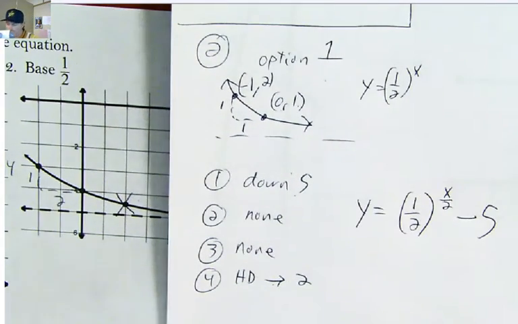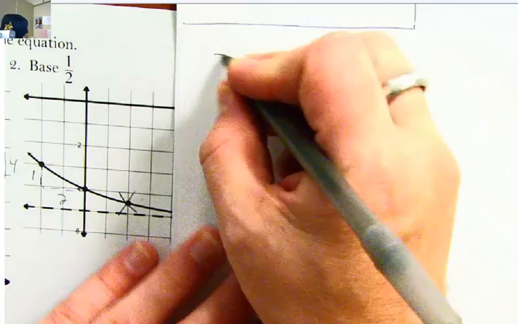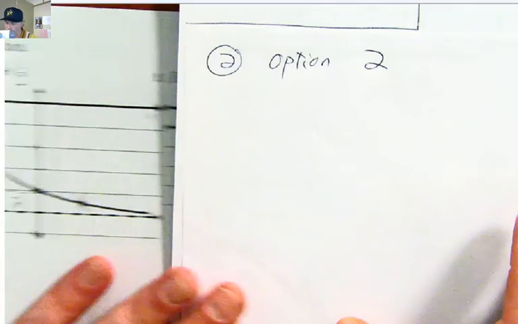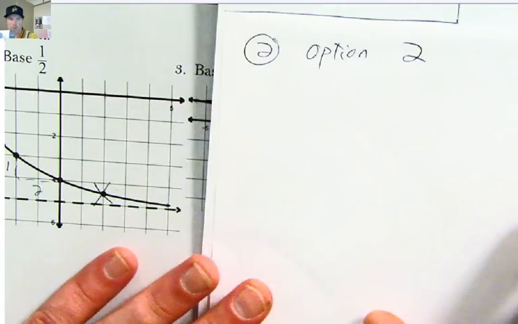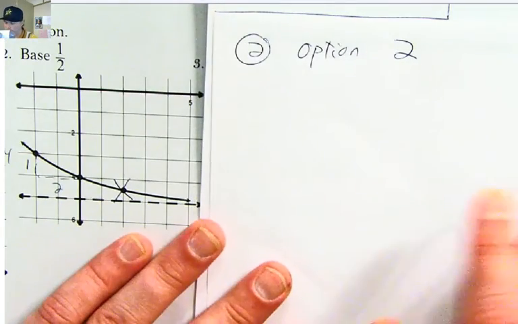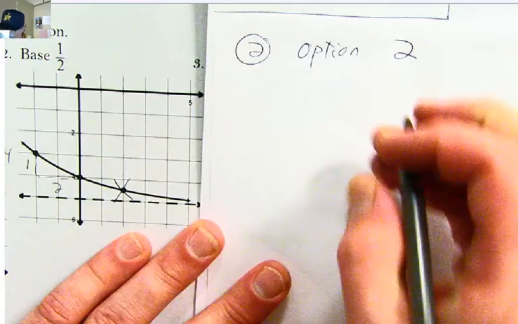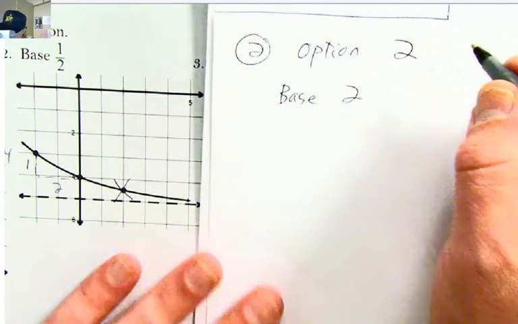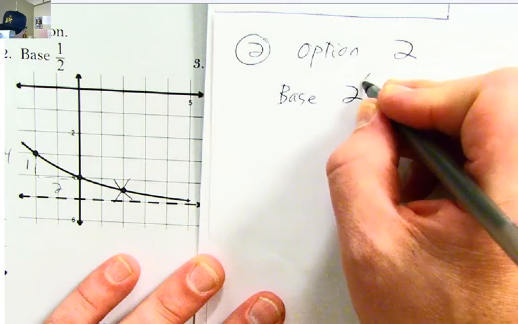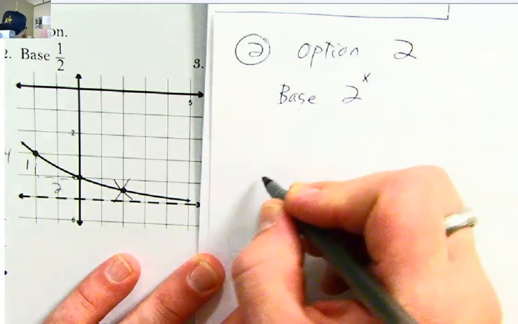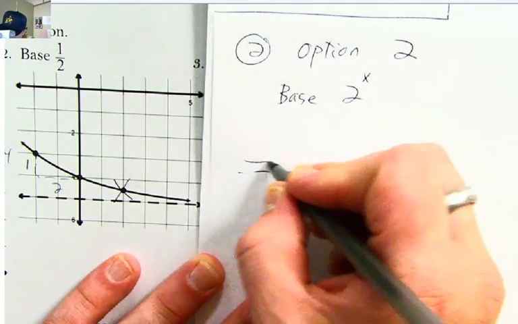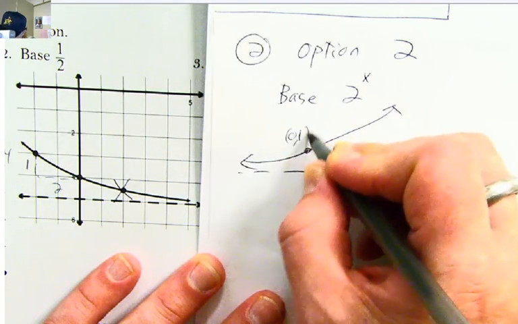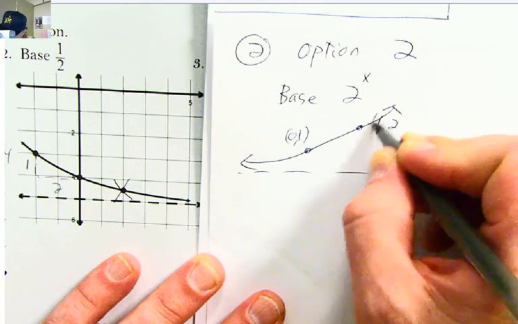If you were option number 2, option 2 people don't consider the base of 1/2 to the x, so we want to think a base of 2, or 2 to the x. So my graph would look like this, and I'd have this 0, 1 point and this 1, 2 point.